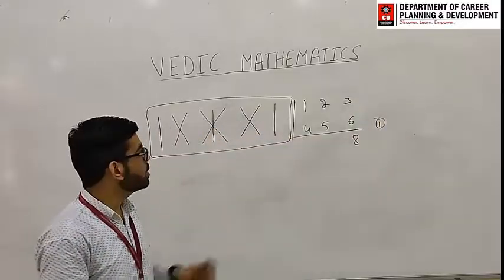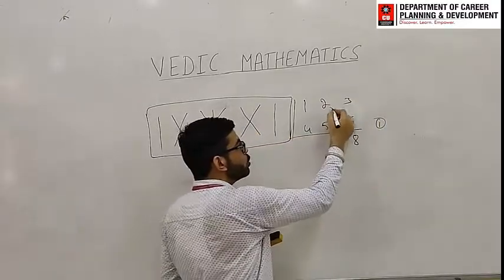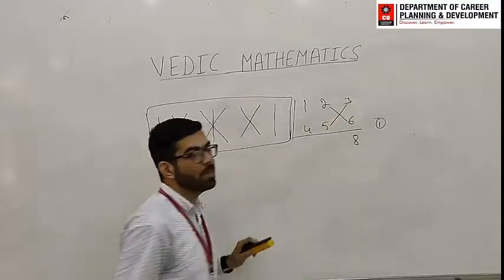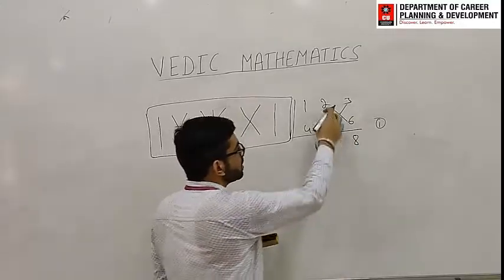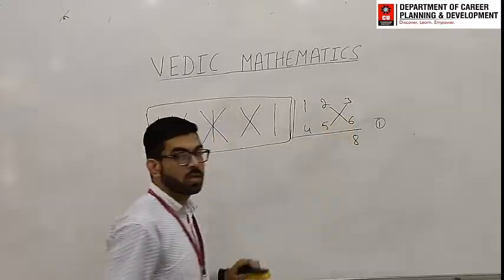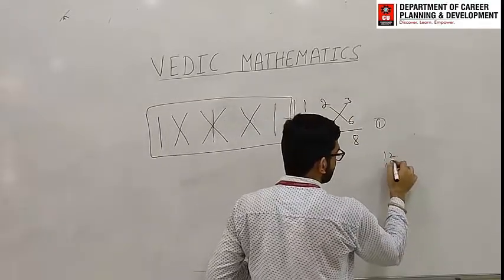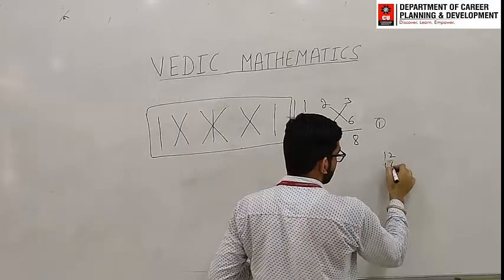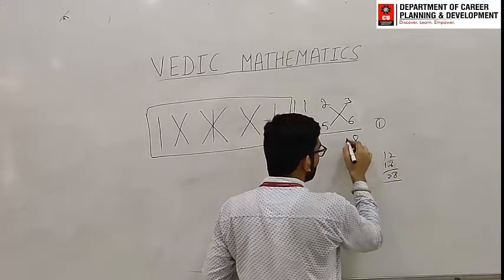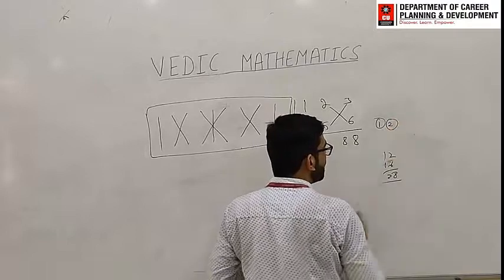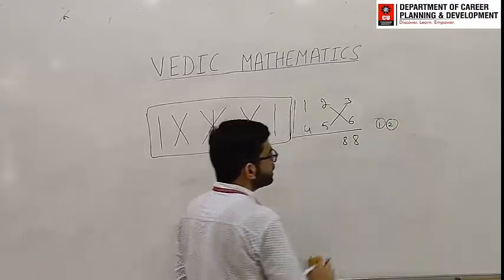Move to the second part, this one. That means 2 multiplied by 6 plus 3 multiplied by 5, that means 12 plus 15 plus 1. So our answer comes out to be 28, so 2 carry and 8.